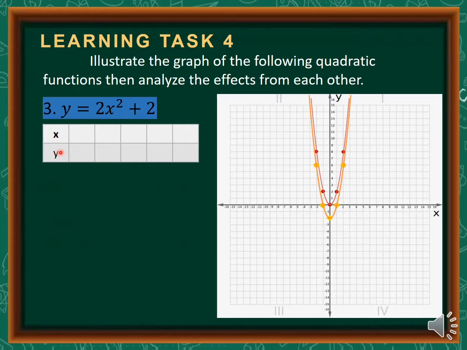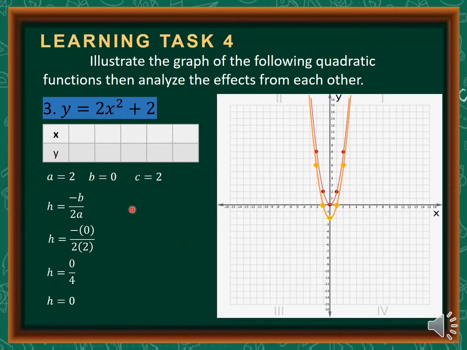Okay, so in finding the h and k, let us first identify the real numbers, the a, b, and c. A is 2. How about b? Okay, nawawala yung ating linear term. How about c? That is positive 2. Now, finding the values of the vertex, we have h, k. H is equal to negative b over 2a. Substituting the value, we have negative 0 all over 2 times 2, and that is 0 over 4, and that is equal to 0. Our h is 0. How about k?